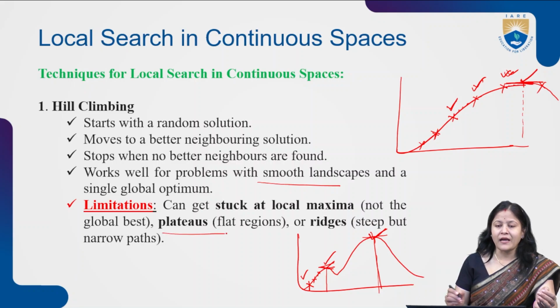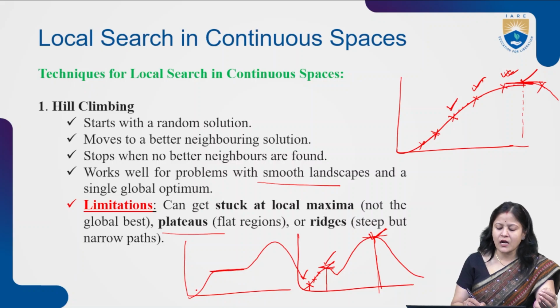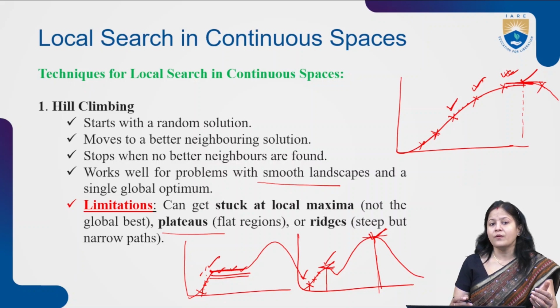Another problem is the plateau. Plateau means what? Suppose the space is like this. Then in that case, this flat region is called the plateau. So it starts with a random solution and moves forward like this. Once it reaches this point, it may not move further. Even if it moves, all the solutions for these locations will be the same because that is a flat region. So that is another problem which we face in hill climbing. That problem is called the plateau, the flat region.